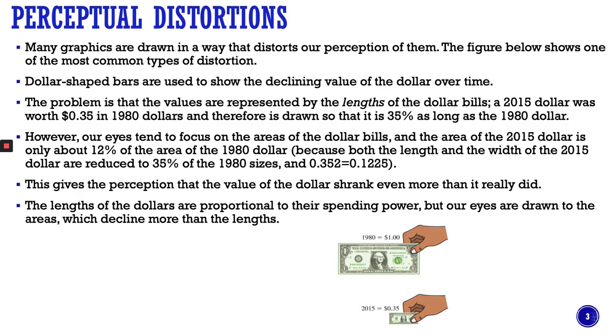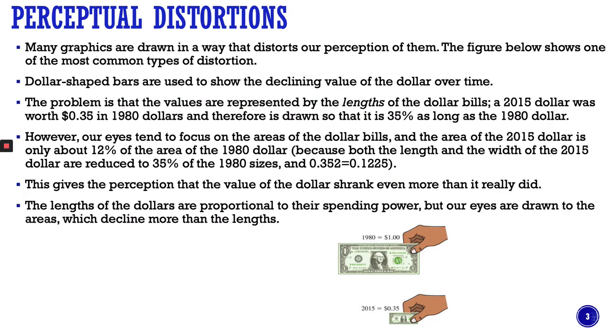So, perceptual distortions. Many graphics are drawn in a way that distorts perception of them. The figure below shows one of the most common types of distortion. The dollar-shaped bars are used to show the declining value of the dollar over time. The problem is that the values are represented by the lengths of the dollar bills. A 2015 dollar was worth 35 cents in 1980 dollars and therefore is drawn so that it is 35% as long as the 1980 dollar.